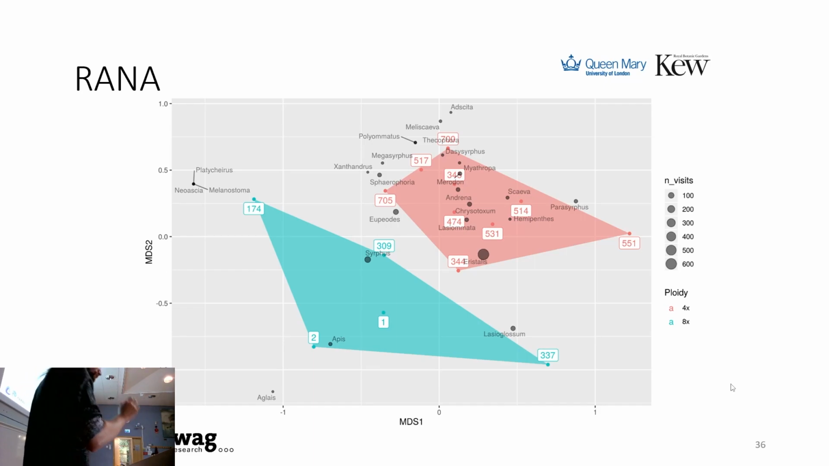So even with these sort of primitive systems for recording visits, you can still tell something quite important about the evolution of these plants and potentially the community of pollinators.